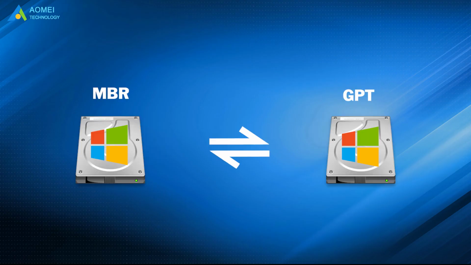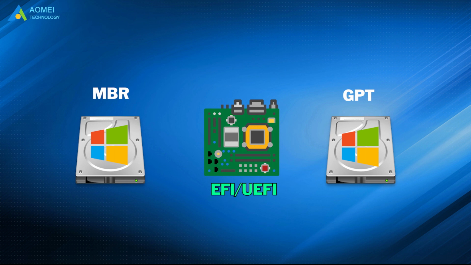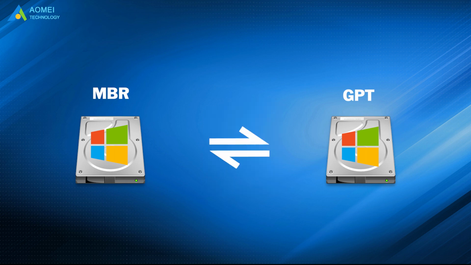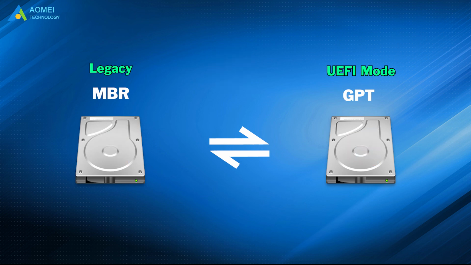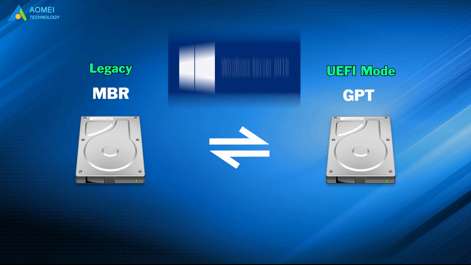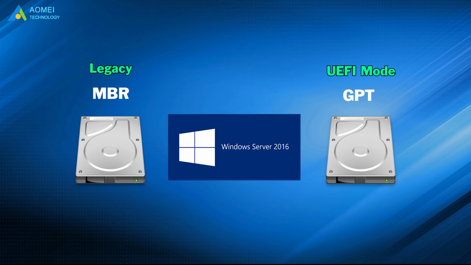If you want to convert system disk between MBR and GPT, you should make sure your computer motherboard supports EFI or UEFI mode, because MBR boots in legacy mode and GPT disk is UEFI mode. After converting, you need to change the boot mode in BIOS. That is all about how to convert disk between MBR and GPT in Windows Server 2016. Hope you can get what you need after watching this video.